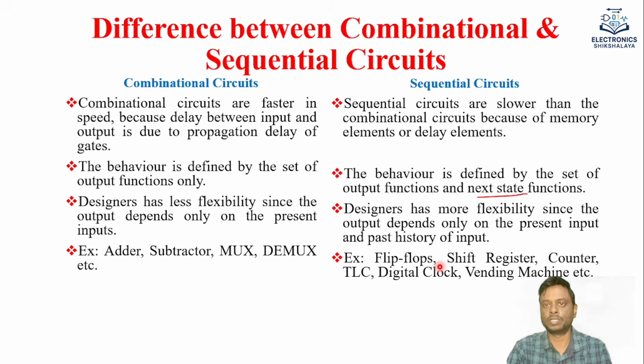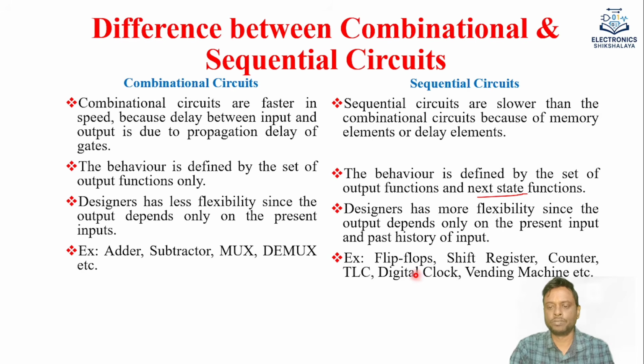Real-time examples are the TLC, the traffic light controller. The traffic light controller remembers currently whether it is red, yellow, or green. Depending upon it, it switches to the next state, suppose green to yellow, only after a given time, using memory to memorize the sequence of lights.